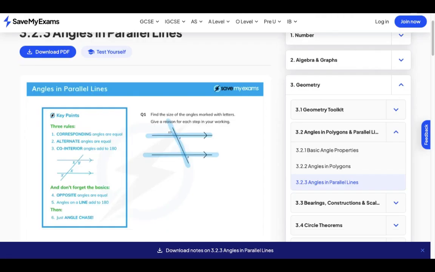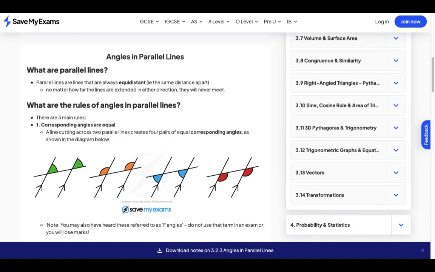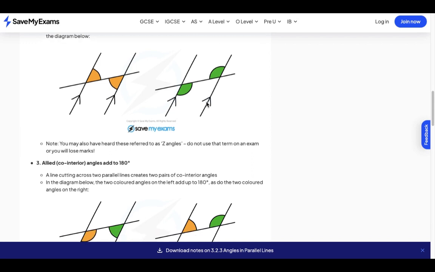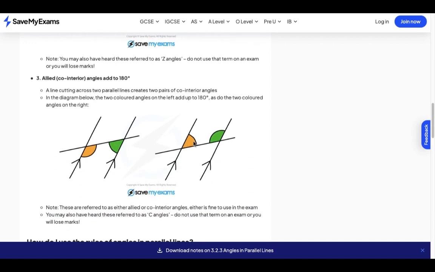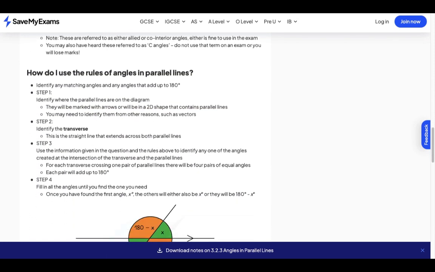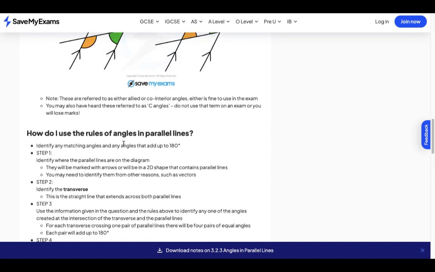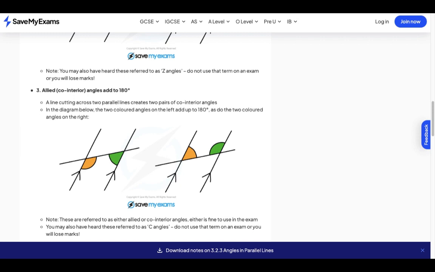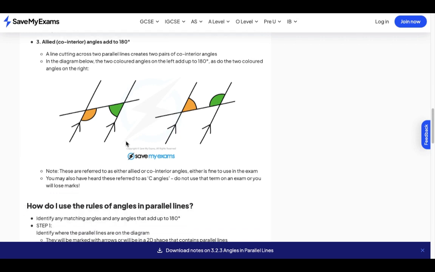Now let's look for more questions in this regard. I've already explained all of this. These are alternate angles. This orange and this green are alternate angles. This green and orange, they add up to 180. This and this, they also add up to 180. They are co-interior angles. Since they are co-interior angles, they will add up to 180 degrees.